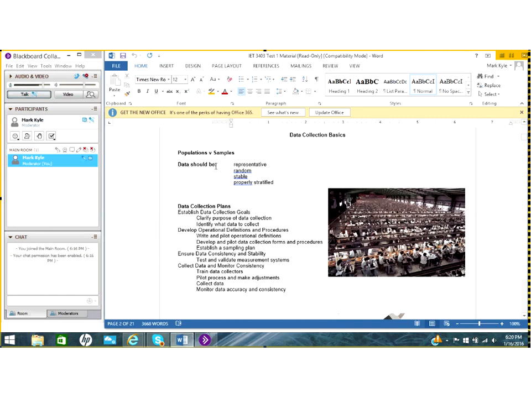When we are taking sample data, the data needs to be representative, random, stable, and properly stratified. When we talk about representative, that means that the sample that you are taking is representative of the population.